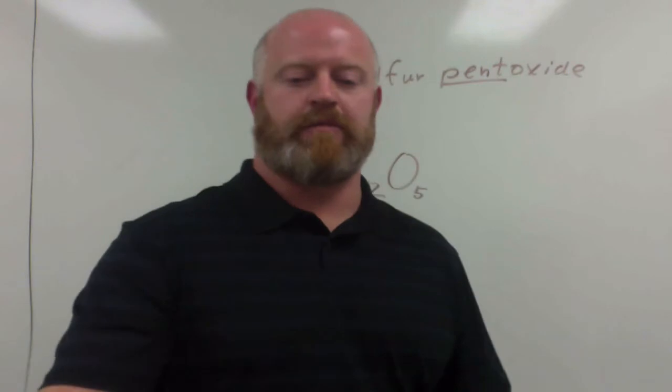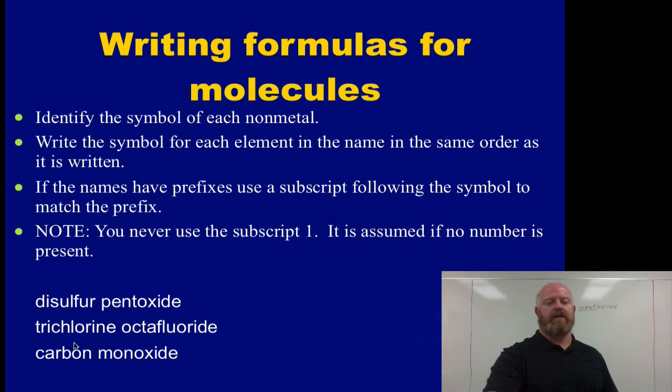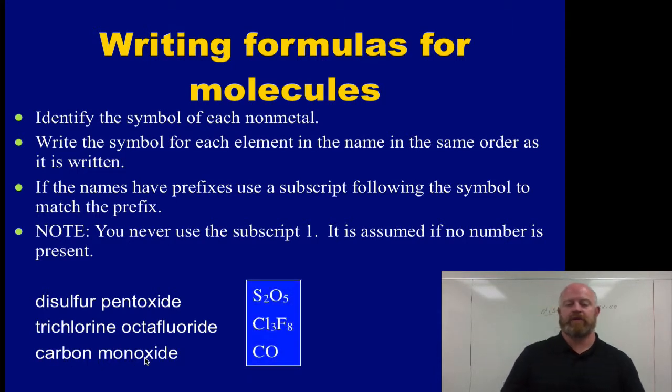If we follow the same thought process for trichlorine octafluoride, we have 3 chlorines and we have 8 fluorides. And then carbon monoxide, we have 1 carbon and 1 oxide. So we should get those formulas accordingly.